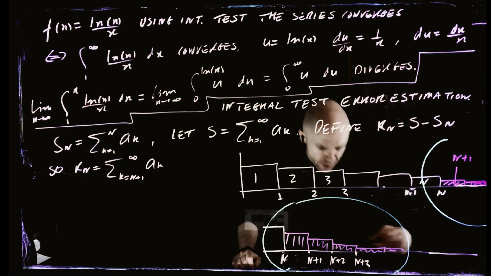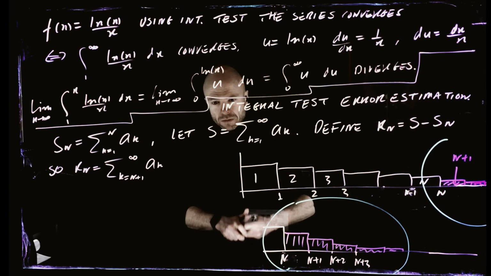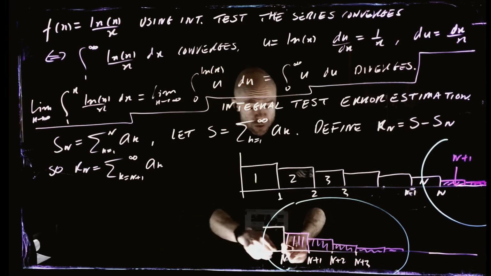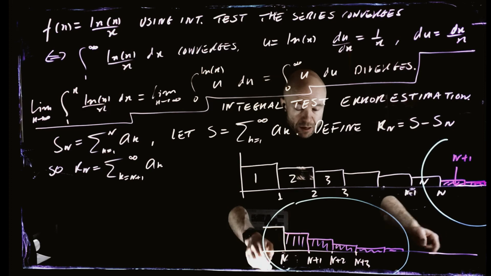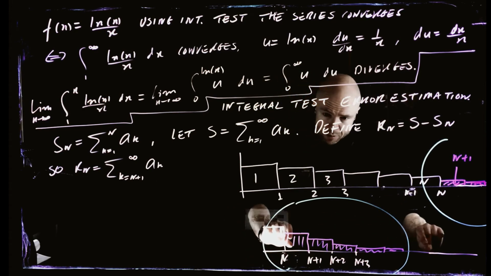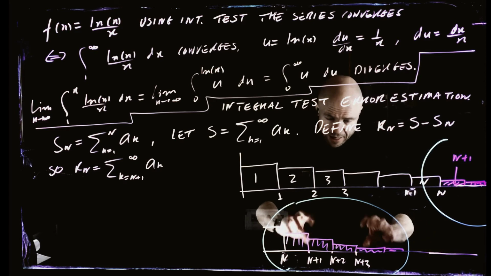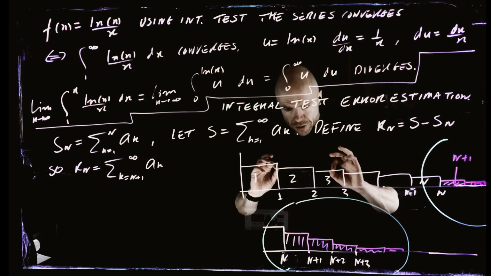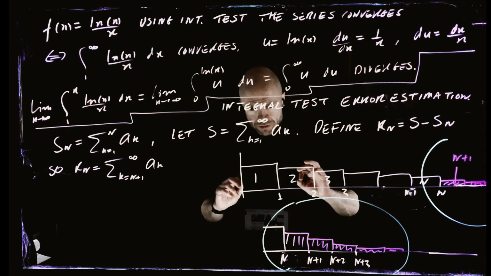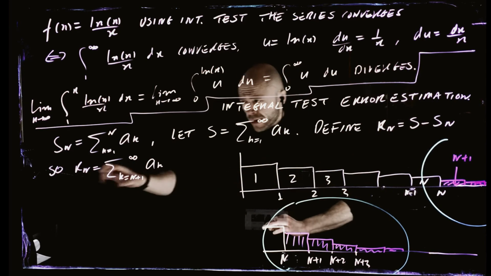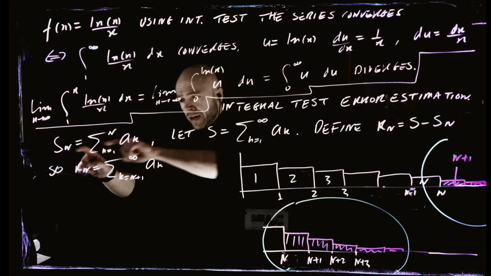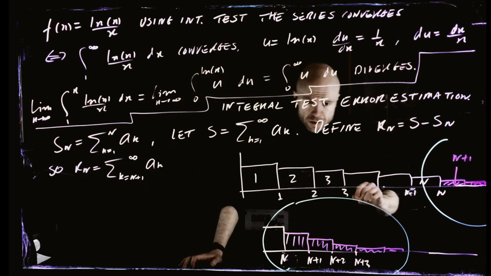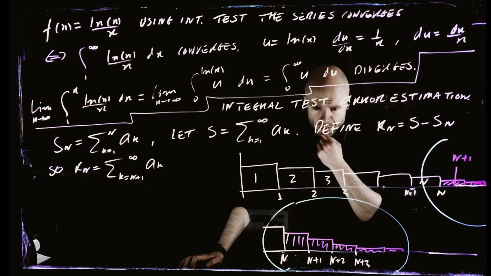Yeah? Obviously, if the series converges, then that sum is finite. And as we let capital N get bigger and bigger and bigger, this thing gets smaller and smaller and smaller. And we'd like to have some idea how big this is, because that will give us the error estimation. Knowing the size of Rn exactly tells us how far Sn is from the actual answer. Are you with me here?